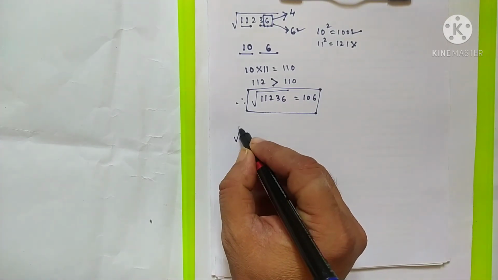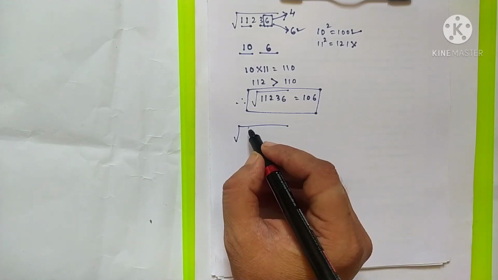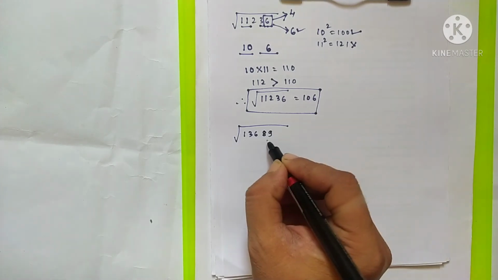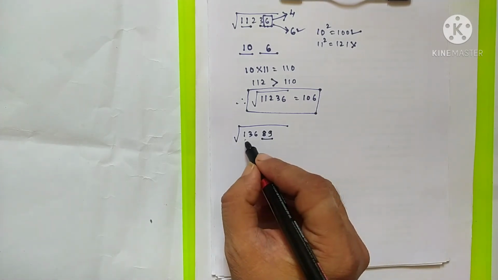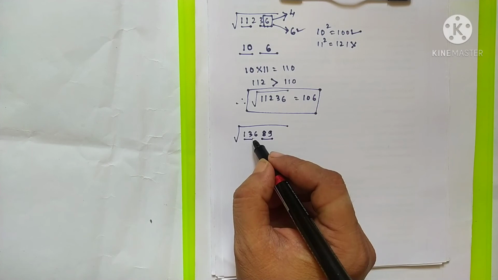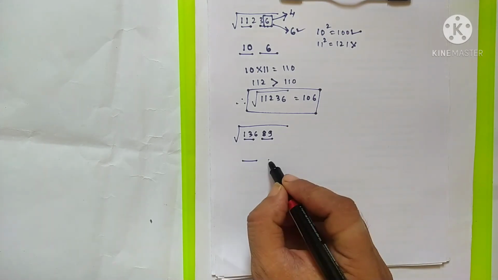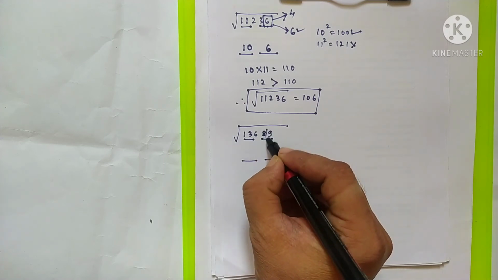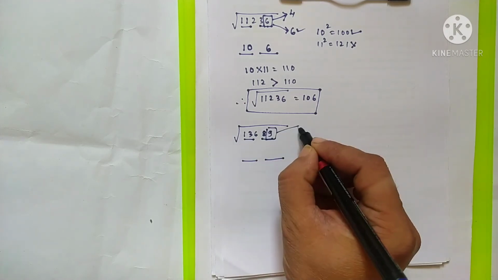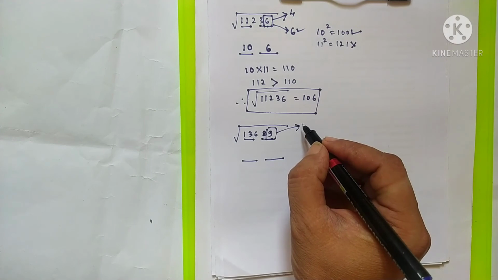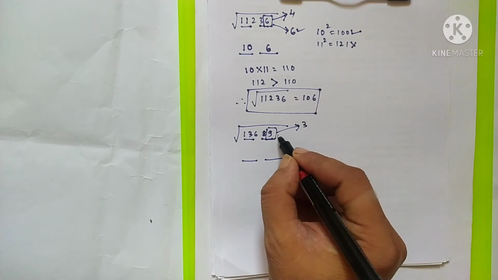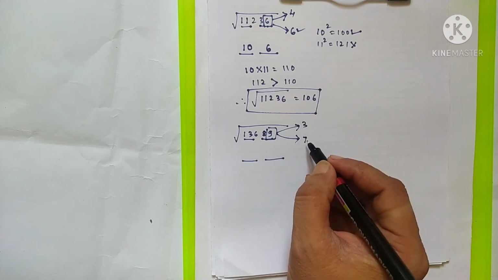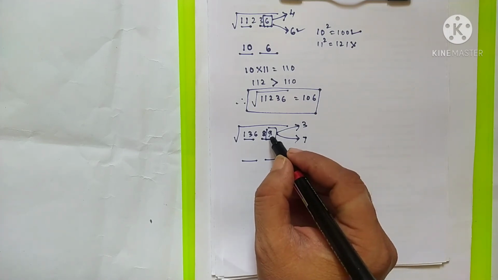One more example. Square root of 13689. As usual, group the digits. First group 2 digits. Second group may be more digits. So our answer comes in 2 groups. And see this 9 is in the unit place. So its square root may contain either 3 or 7, because 3 square is 9 and 7 square is 49. So 9 comes in the unit place.